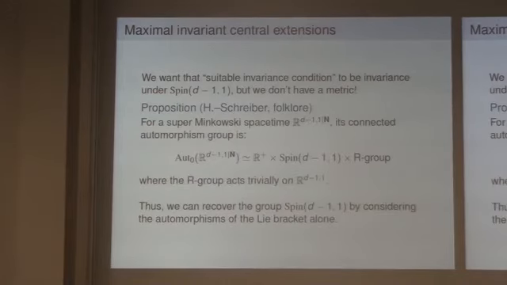And the answer is with a proposition that is probably folklore, but we went ahead and proved it. That for a super Minkowski spacetime, R^{d|n}, its connected automorphism group consists of rescalings, the spin group, and a new group called the R group, which is the part of the automorphism group that acts trivially on the Minkowski spacetime part. And using this result, we can recover the spin group by considering the automorphisms of the bracket alone. That's the answer to your question: once you have the bracket, you essentially have the metric. At least you have its symmetry.